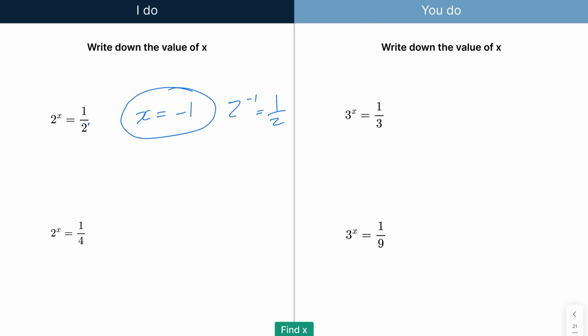And with this one, how did that turn into that? Well, that looks like x must have been equal to minus 2, because 2 to the power of minus 2 is 1 over 2 squared, which is 1 over 4. And again, hopefully you've pressed pause and had a go at these examples here. And that is your values of x here.